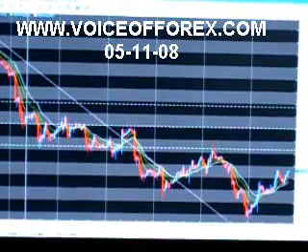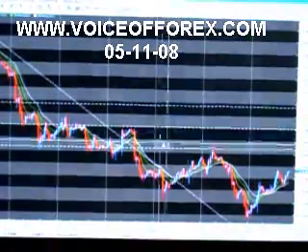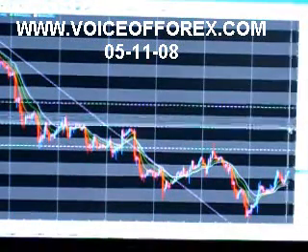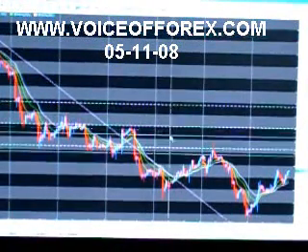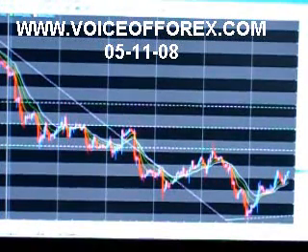But looking at the hourly chart on euro dollar, it looks to me like we're going to get to the top of this channel line. You see the 50% retracement of the move from the highs down to the lows. We actually can make it a little bit better there.